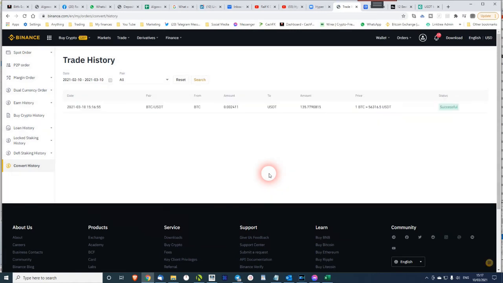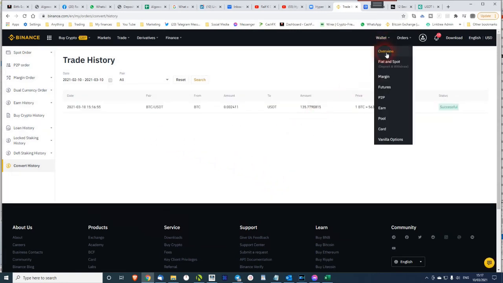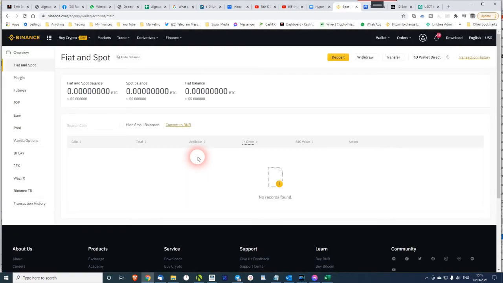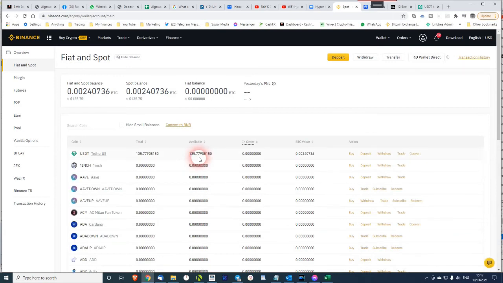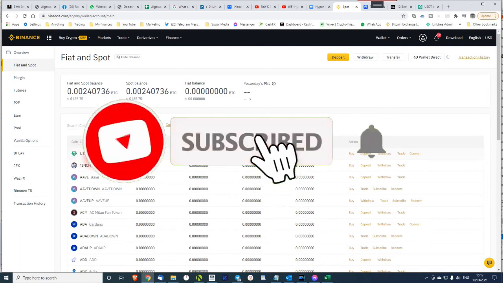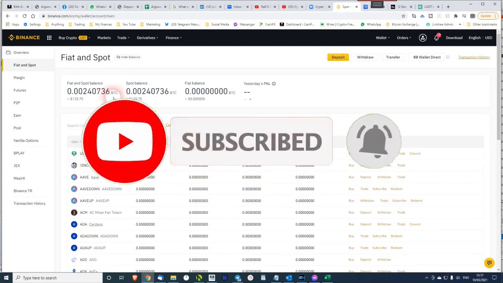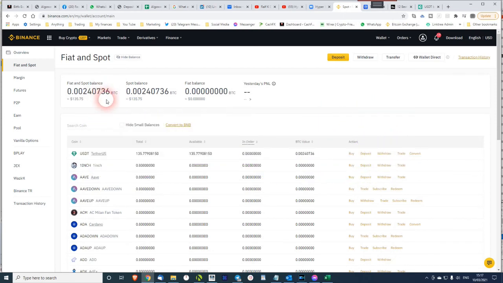So now I should be holding USDT in my fiat and spot wallet. And if you look down here, we can see that my total is now 135,779. Previously I had no USDT. Now I have. It actually shows a conversion here of my balance. The balance it shows in Bitcoin, but actually I don't have any Bitcoin because it's all been converted into USDT.